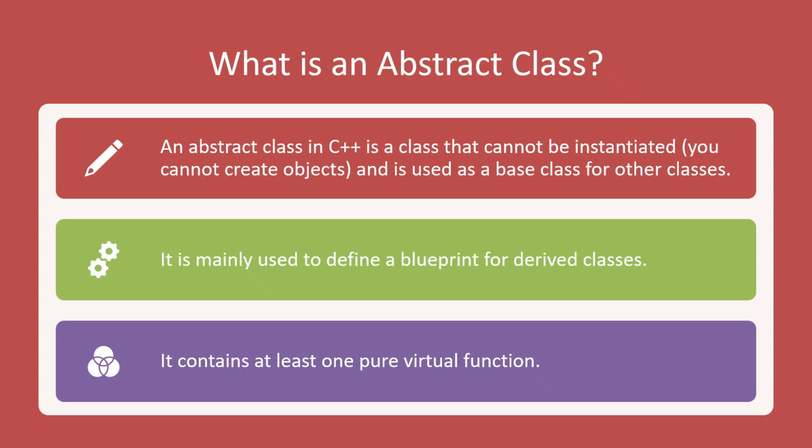For example, think of a vehicle. Vehicle is a general concept. You don't create a vehicle object directly. Instead, you create car, bike, bus. So, vehicle is an abstract class. Car or bike are derived classes. The main purpose is to define what a class should do, but not how it should do it. This will help in designing clean and reusable programs.